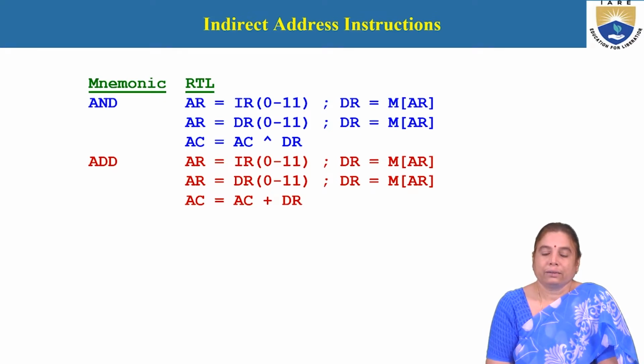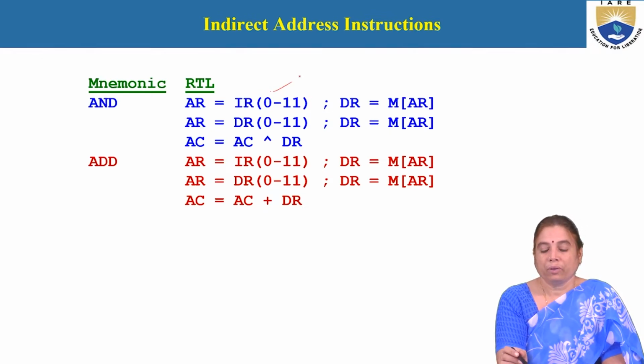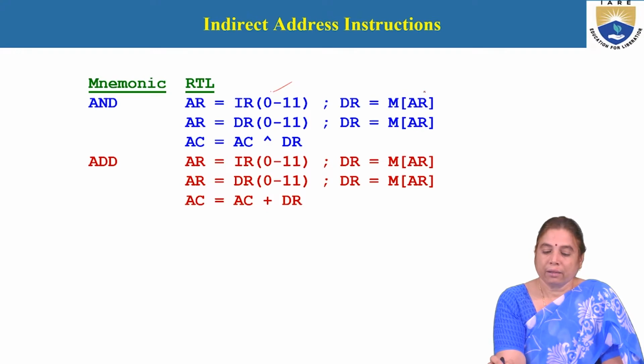What are indirect address instructions? So here the address register can store the address specified by the instruction register, and the data register can contain the memory value that is pointed to by the address register, and the data register 0 to 11 address can be moved to the AR register, and here between the accumulator and the data register the AND operation can be performed.